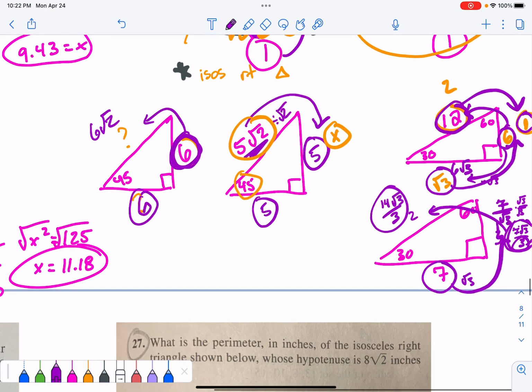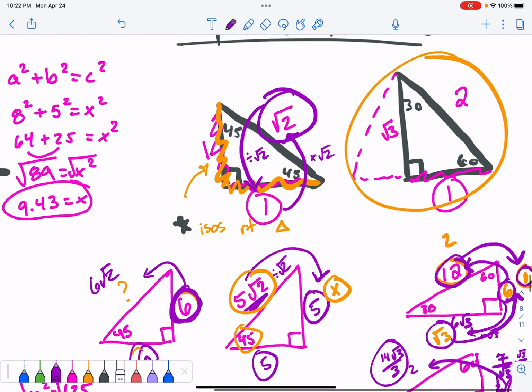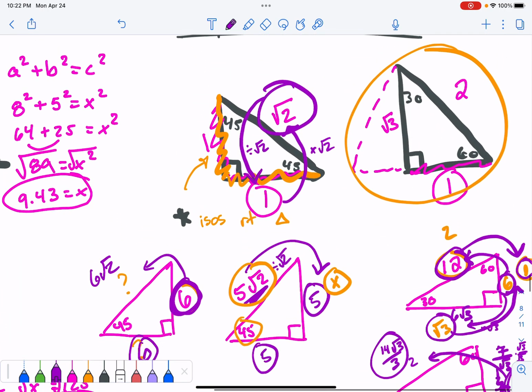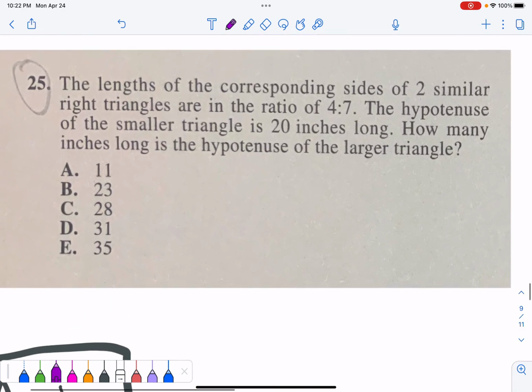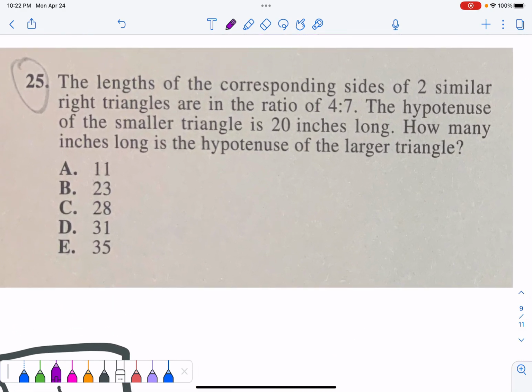Those are, again, shortcuts if you know them. You have to know those 30, 60, 90 and 45, 45, 90 triangles. All right, let's go on down to this one. This is along the same lines. It's not a 30, 60, 90 or 45, 45, 90. I just threw this one in here because I think it's good.